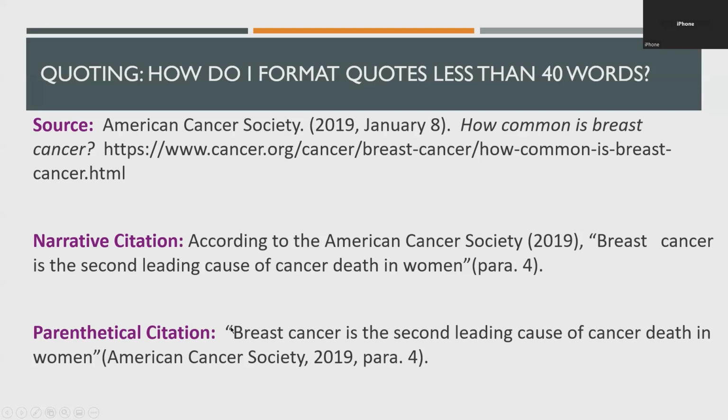Down here, we have an example of a quote where we don't have the signal phrase. We don't have that lead-in. So, quote, "breast cancer is the second leading cause of cancer death in American women," end quote. We have our parenthetical citation. This came from the American Cancer Society, comma. It was published in 2019, comma. I found that in paragraph 4. I close my parentheses and I provide a period at the end of the sentence.